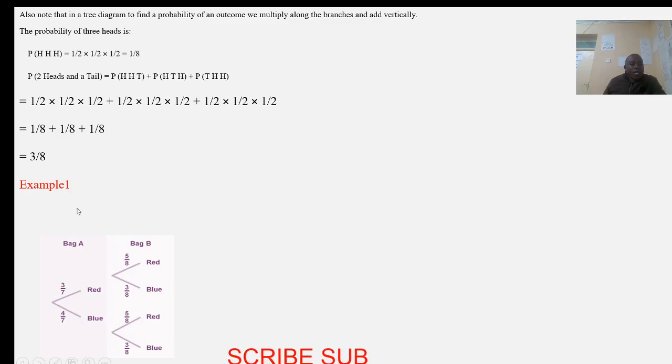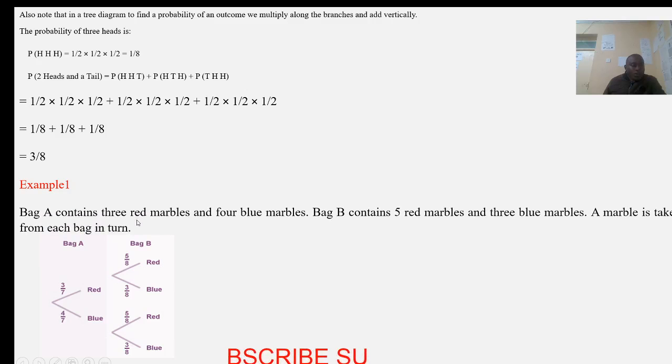Now another example. If we have a bag A containing 3 red marbles and 4 blue marbles, this is bag A, which contains red marbles and blue marbles. Bag B contains 5 red marbles and 3 blue marbles. A marble is taken from each bag in turn.